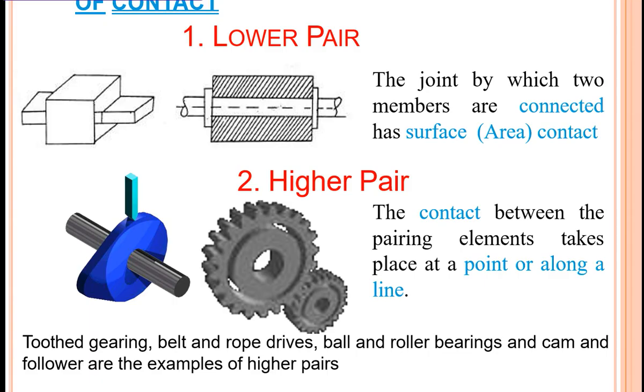In the lower pair, as you can see in the diagram, a rectangular shaft moving in the rectangular block. So it is fixed on both the ends. So it has got a surface area where we can allow the shaft to rotate.